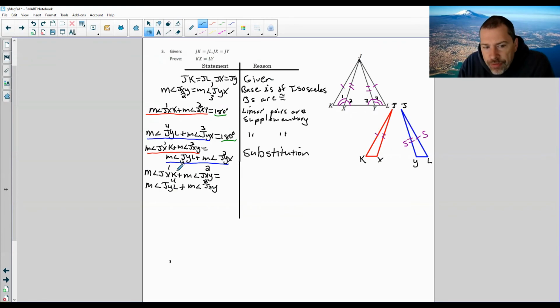So anywho, we have angle JXK plus KXY, angle 1 plus angle 2 is equal to angle 4 plus angle 2, I'm sorry. 1 plus 2 equals 4 plus 2. Therefore, we can conclude that we know 1 is equal to 4. All right. And this is also substitution, property of equality. Substitution.